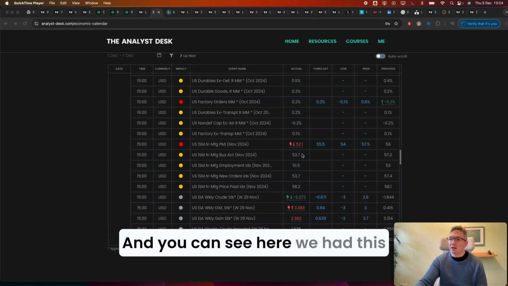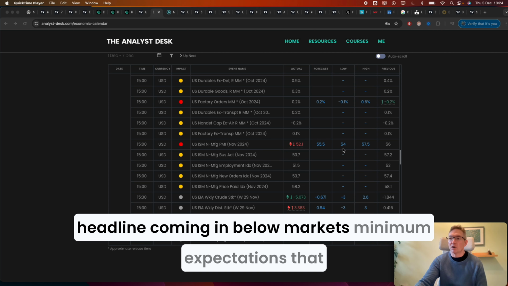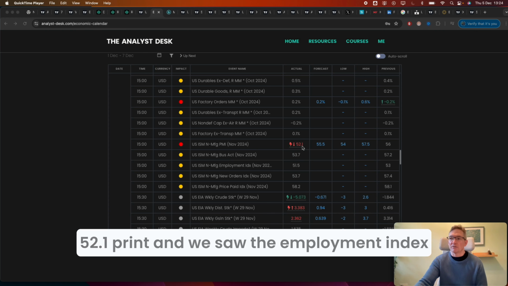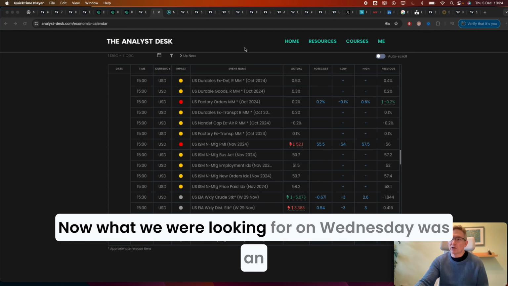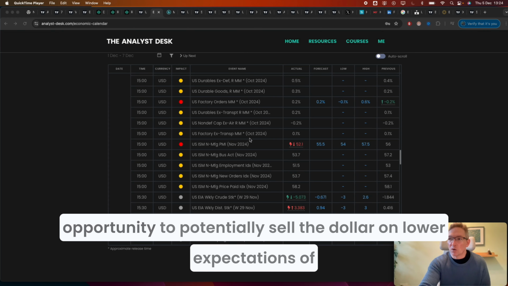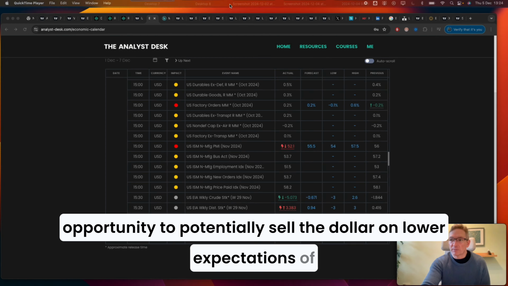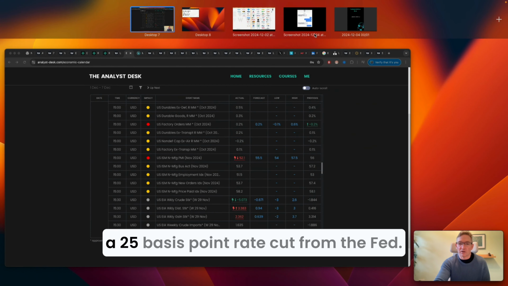And you can see here, we had this headline coming in below market's minimum expectations, that 52.1 print. And we saw the employment index 51.5 and the prices paid index 58.1. Now, what we were looking for on Wednesday was an opportunity to potentially sell the dollar on lower expectations of a 25 basis point rate cut from the Fed.